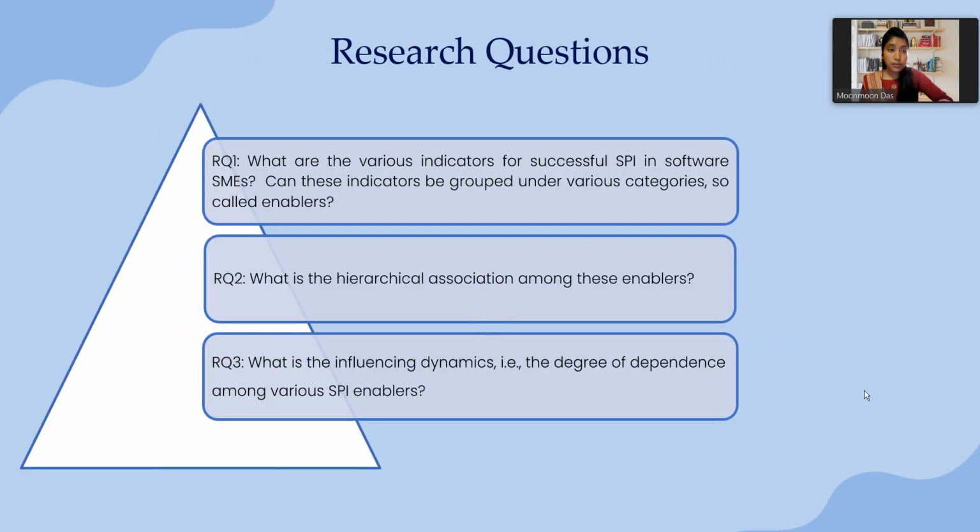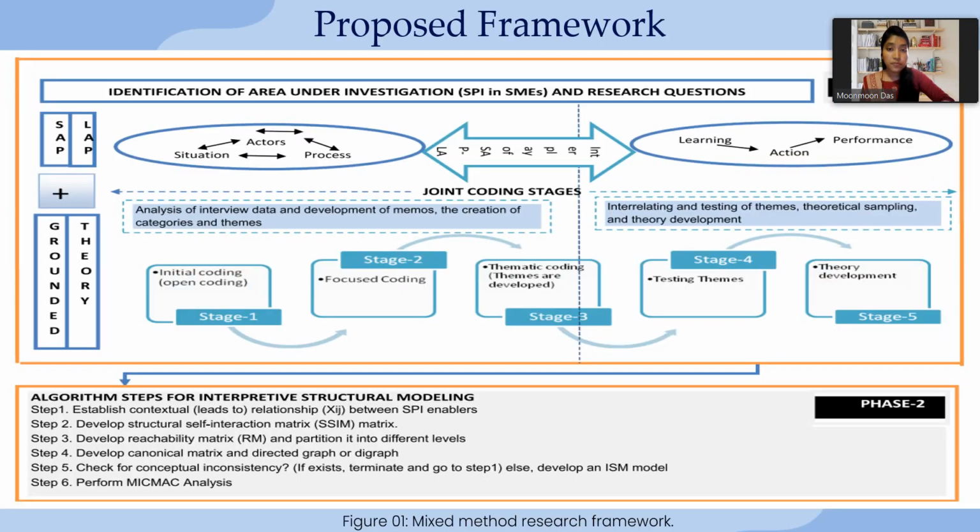Here are the research questions. These questions are set to survey. First question: what are the various indicators for successful SPI in software SMEs? Can these indicators be grouped under various categories, so-called enablers? Research question 2: what is the hierarchical association among these enablers? Research question 3: what is the influencing dynamics, that is the degree of dependence among various SPI enablers?